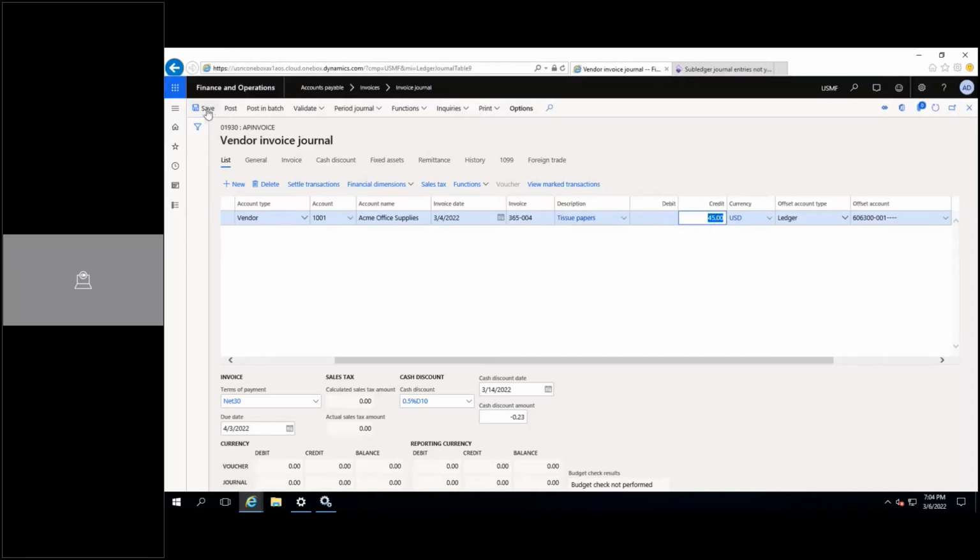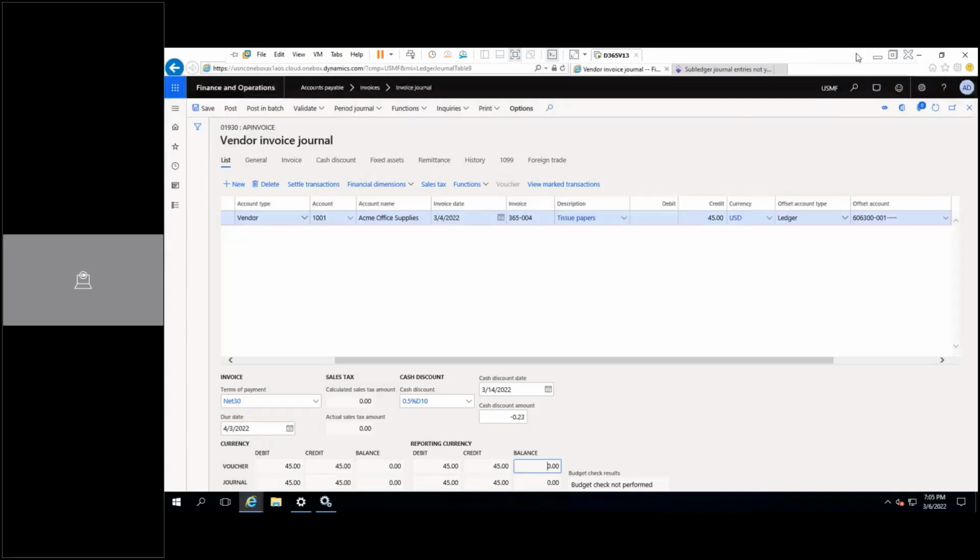You can click on save. Then it will show you debit amount $45, credit amount $45. Look at this one. Debit 45, credit 45, balance 0. And debit 45, credit 45, balance 0. One is in currency, means accounting currency. Another one is reporting currency.